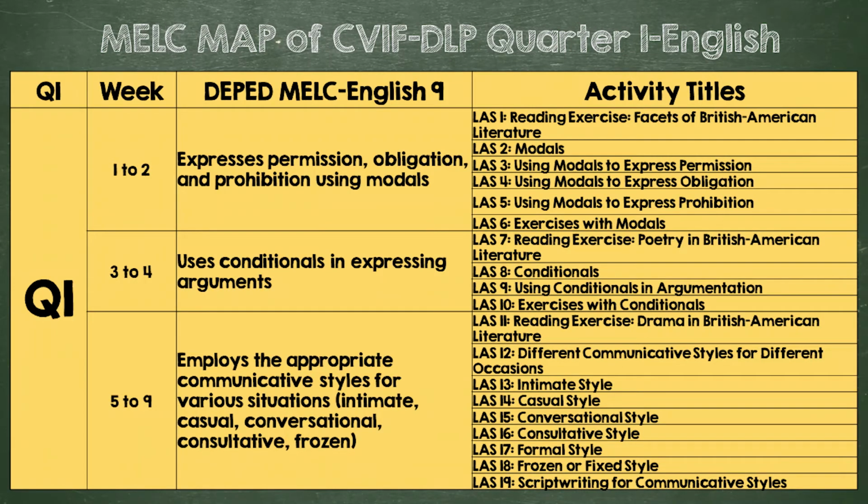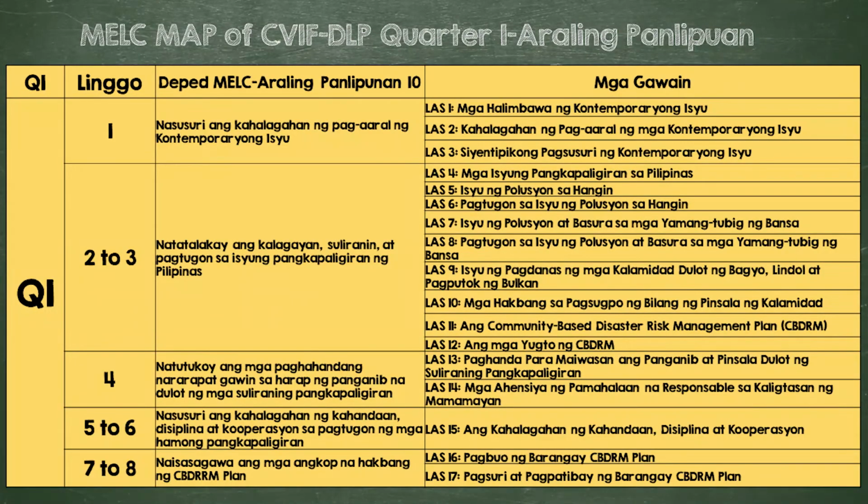Aside from English, we have Araling Panlipunan, wherein you can also see the different learning competencies, and in each competency, we can create several LAS. You notice in this matrix, similar to English, one learning competency can result in many learning activity sheets, because again, our goal is to make it more simple and basic for our students to learn the lesson even without teacher intervention.